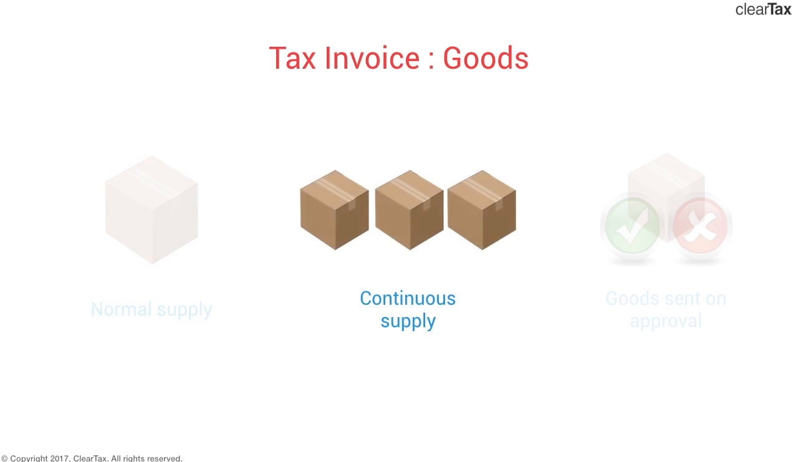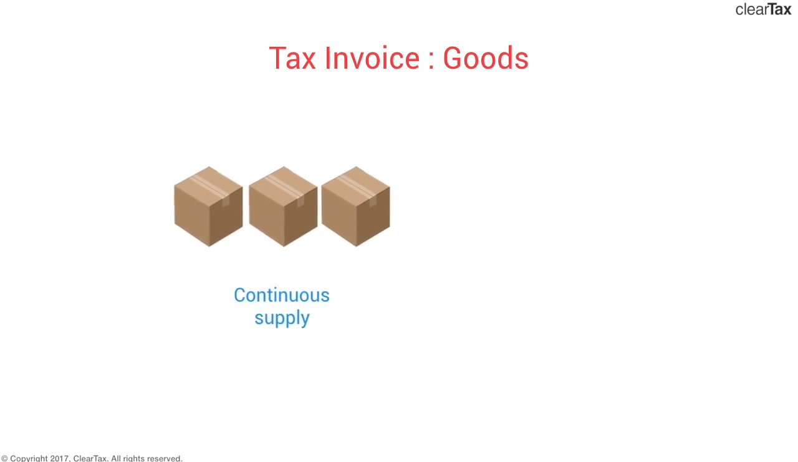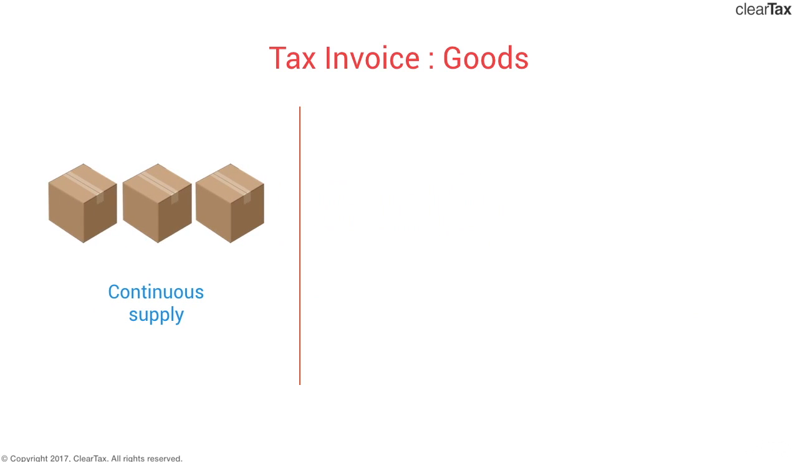The second type of supply of goods is the continuous supply. For this, we need to know what a continuous supply is. By the name itself, you can guess that there is a regular supply of goods to the same customer by the same supplier. For example, a subscription box. It is supplied every month or at the duration that you have chosen. The definition can be interpreted like this: goods are supplied continuously under a contract.